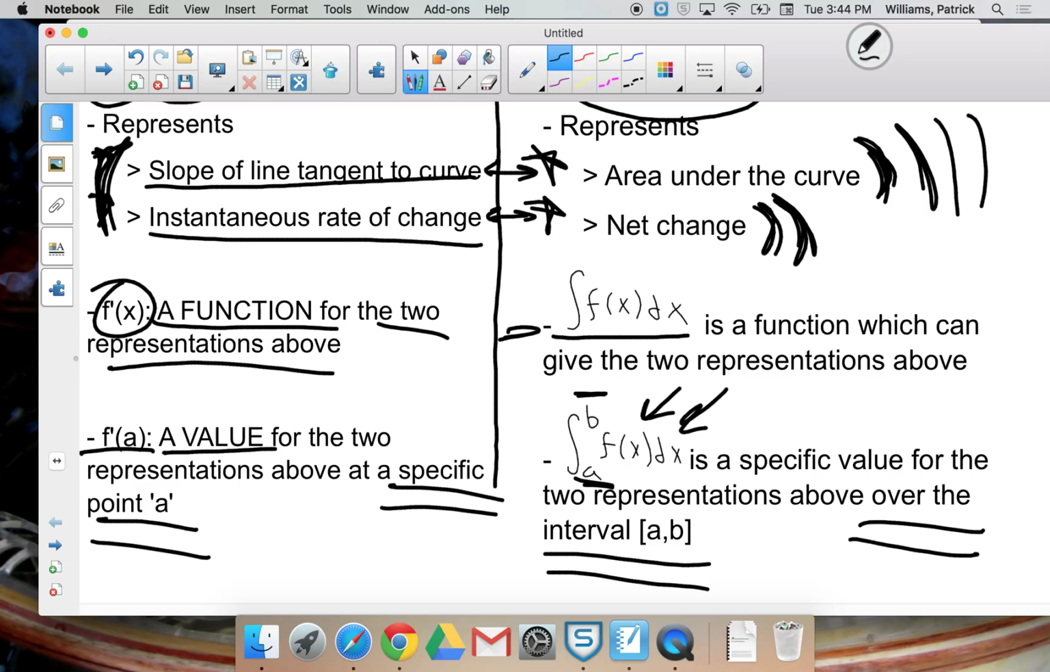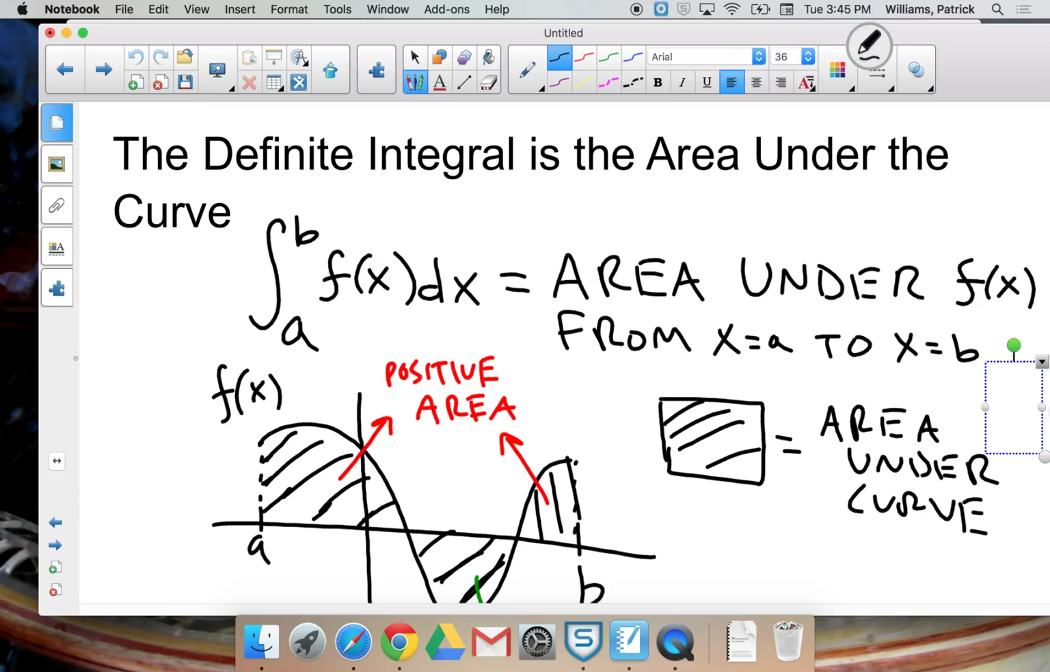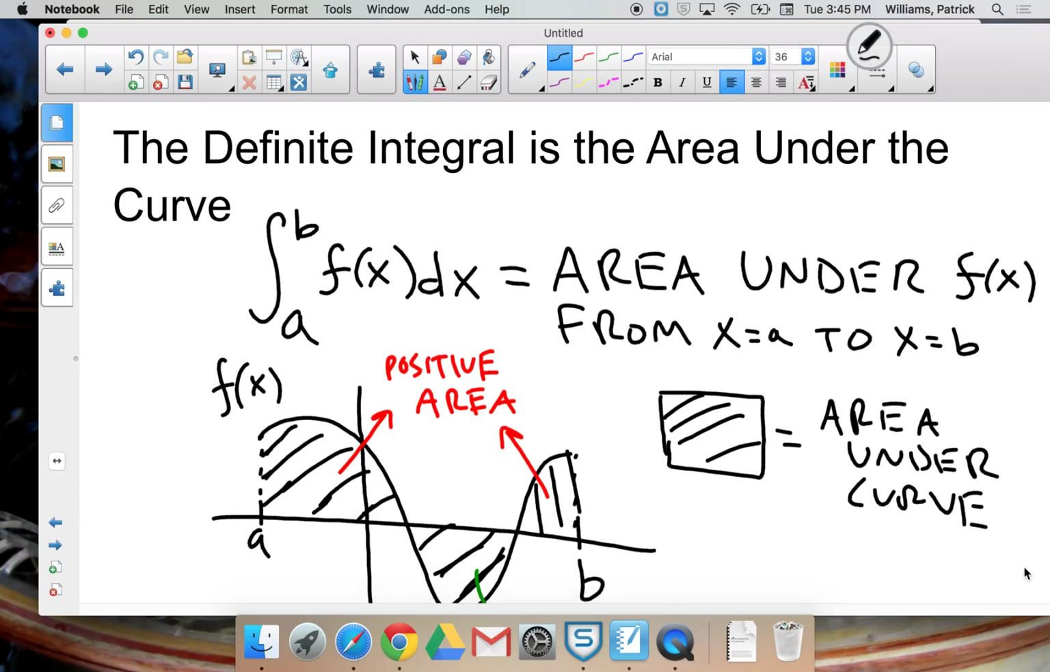All right, so let's talk about that a little bit more. If we go to the next slide here, this is what we mean by area under the curve, okay? It's also called a definite integral. If I have limits of integration, this a and this b here, that's called a definite integral. If I have something like this, that's called an indefinite integral.